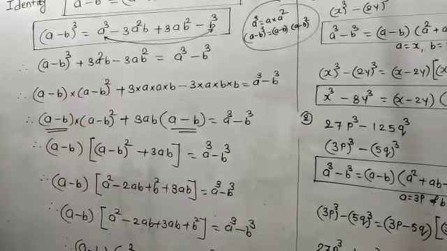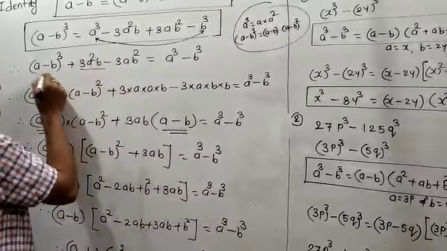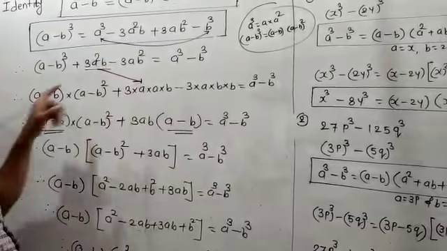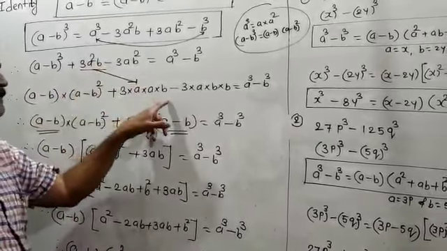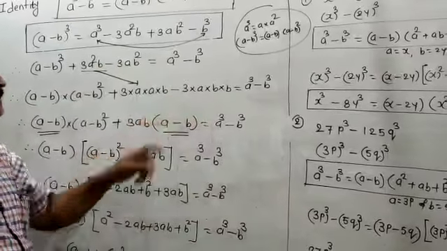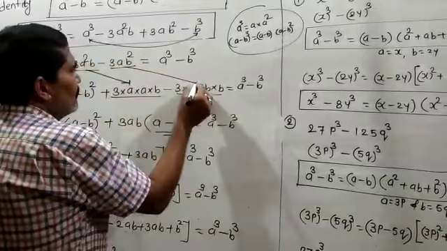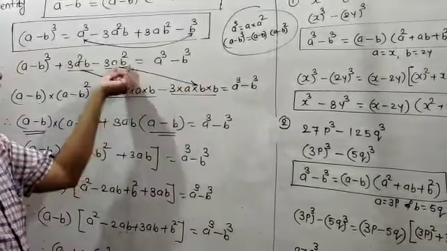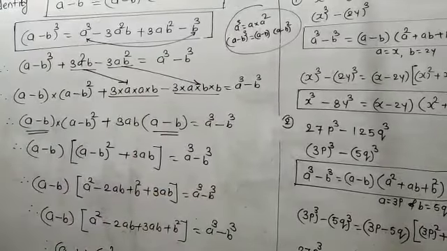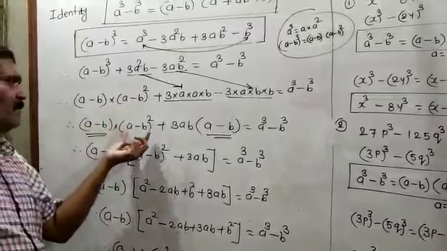Here this 3a square b you have to write in the product form. 3 multiplied by a square means a multiplied by a multiplied by b. 3ab square you have to write in the product form, 3 as it is. This becomes 3 multiplied by a multiplied by b square, b square becomes b multiplied by b, is equal to a cube minus b cube. Here you will write as it is this term a minus b, a minus b bracket square as it is.